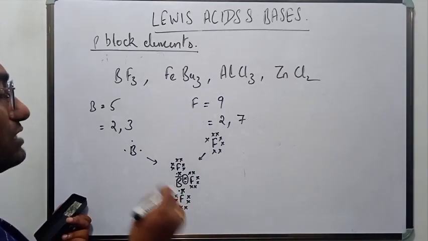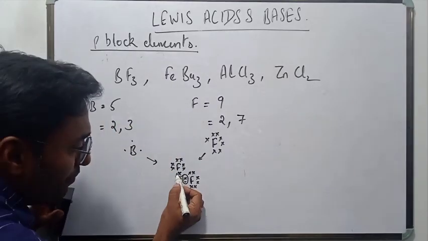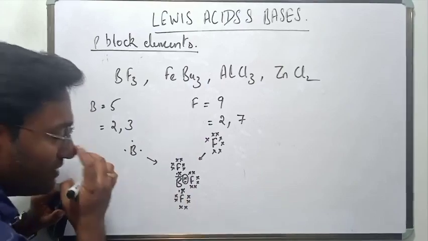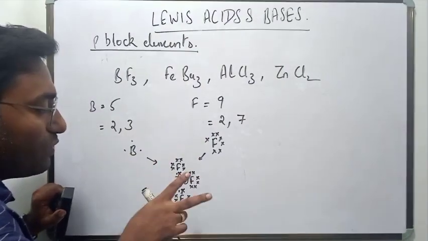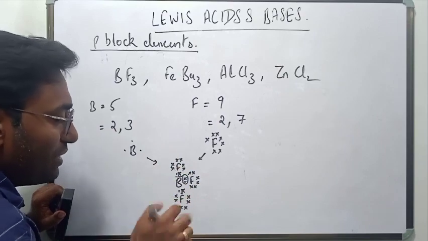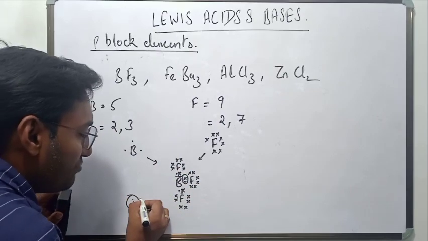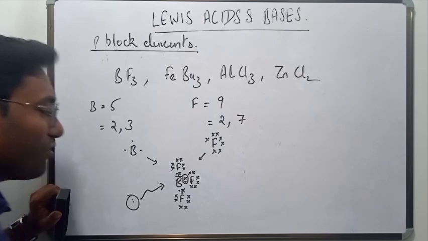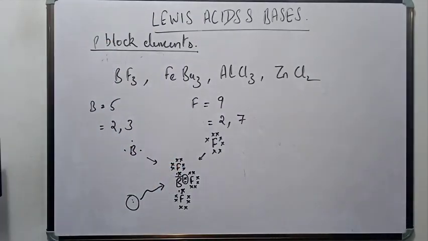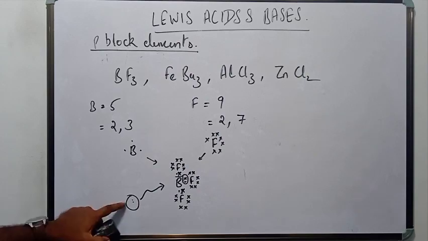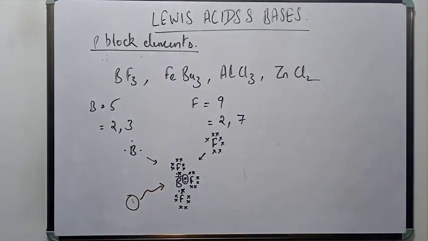But what is the case of boron? See, 1, 2, 3, 4, 5, 6. So it has not obtained its octet configuration. How many more are required? 2 electrons are required. Therefore, BF3 acts as an acceptor of a pair of electrons. Therefore, BF3 acts as a Lewis acid because it wants to complete its octet.